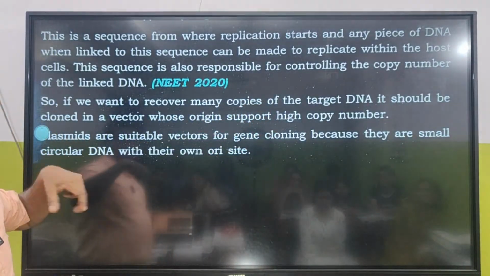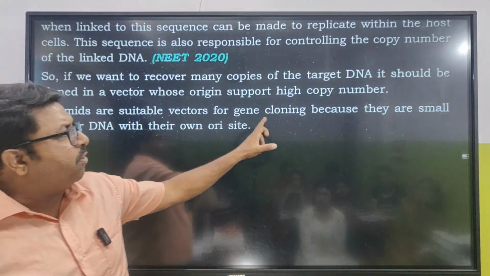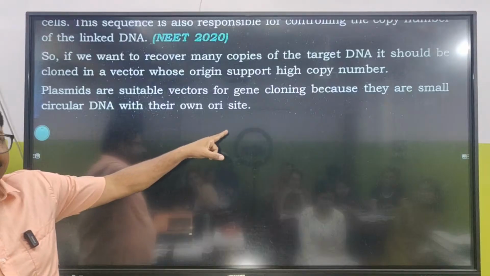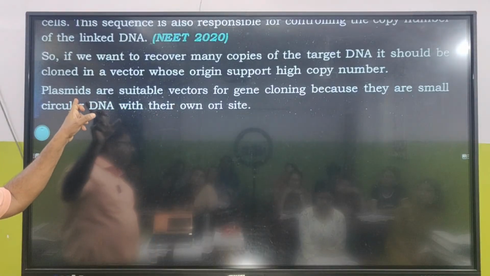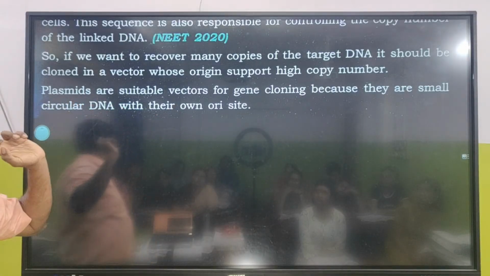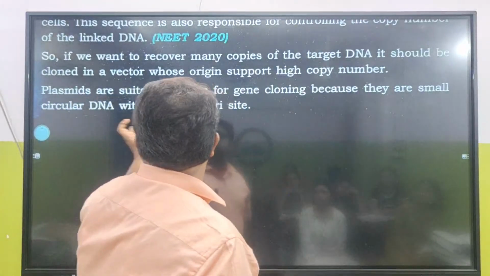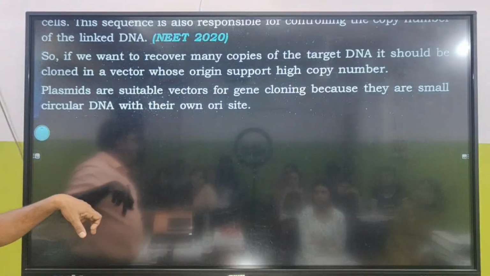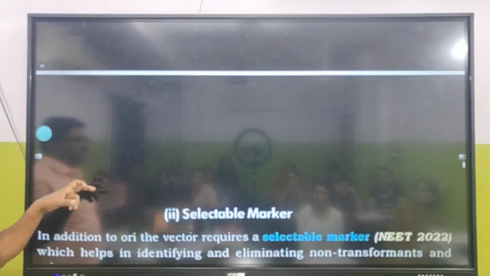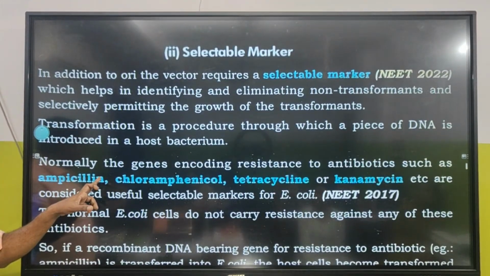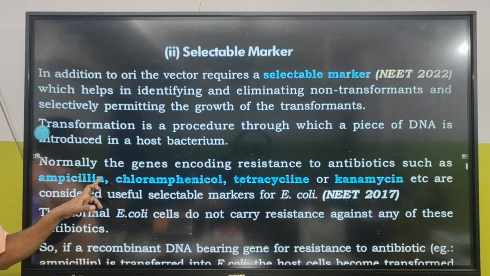Plasmids are suitable vectors for gene cloning because they are small circular DNA with their own ORI site. Why have you taken plasmid as a suitable vector? What is the reason for that? Because they have very small circular DNA with their own ORI site. So you can make some of them in lab conditions for your own benefit.